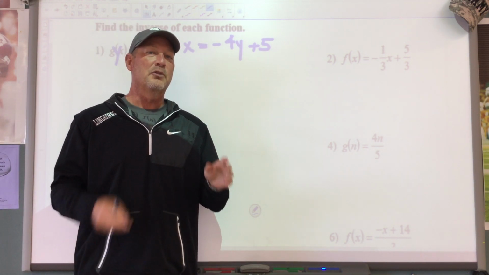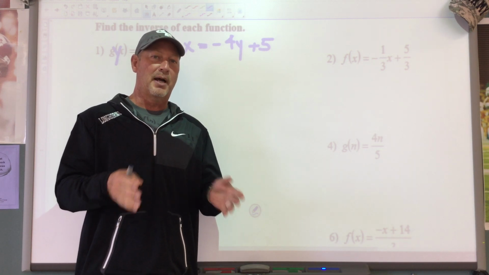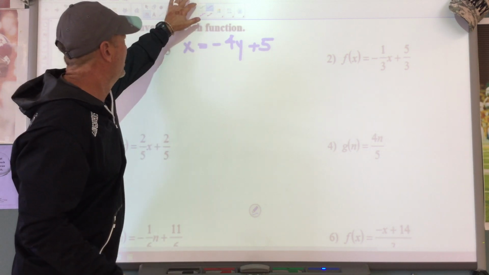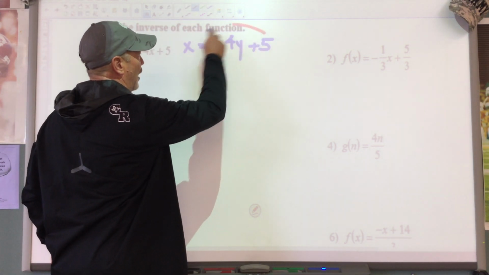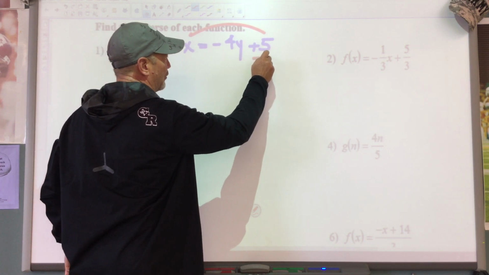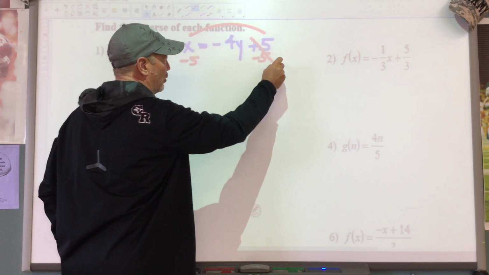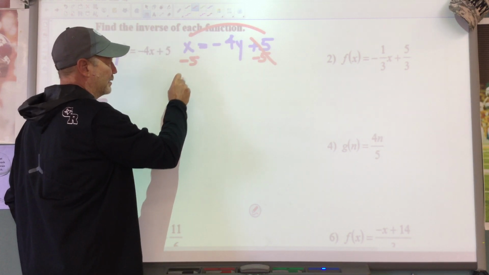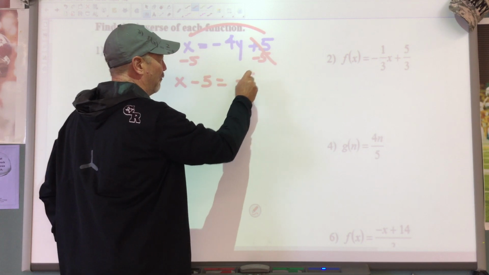Step two is we want to solve for the letter y. We want to get y by itself, so we're going to move the 5 to the other side. We're going to go minus 5, minus 5. That will cancel. That will leave us with x minus 5 equals negative 4y.